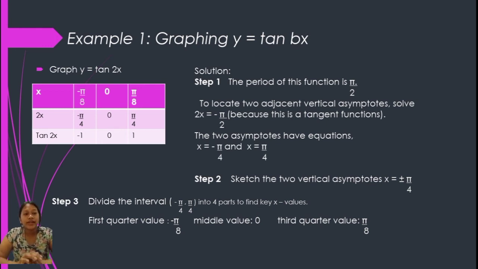solve 2x equals negative pi over 2 and positive pi over 2, because this is a tangent function. So the two asymptotes have equations x equals negative pi over 4 and pi over 4. In step 2, sketch the two vertical asymptotes x equals positive and negative pi over 4. Step 3, divide the interval from negative pi over 4 to pi over 4 into 4 parts and find key x values. So the first quarter value is negative pi over 8, the middle value is 0, and the third quarter value is pi over 8.